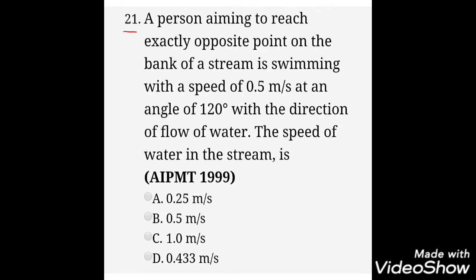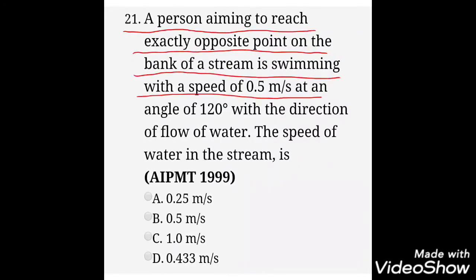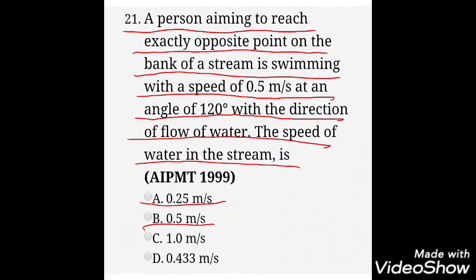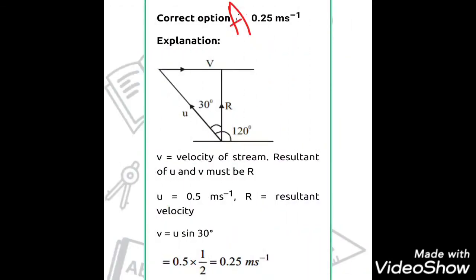Question number 21. A person aiming to reach exactly the opposite point on the bank of a stream is swimming with a speed of 0.5 meter per second at an angle of 120 degree with the direction of flow of water. The speed of water in the stream is: option A 0.25 meter per second, option B 0.5 meter per second, option C 1 meter per second, option D 0.433 meter per second. The correct option for question number 21 is option A, 0.25 meter per second.